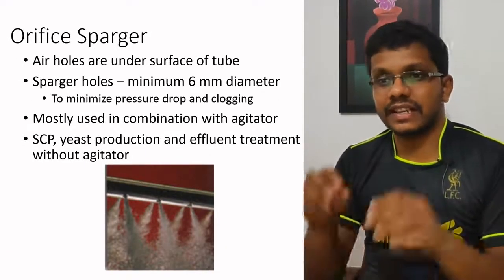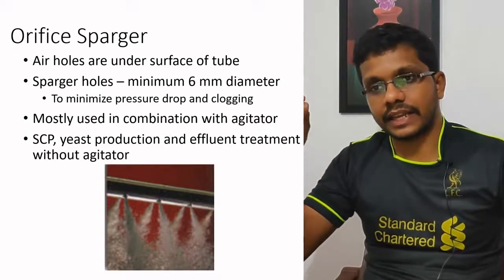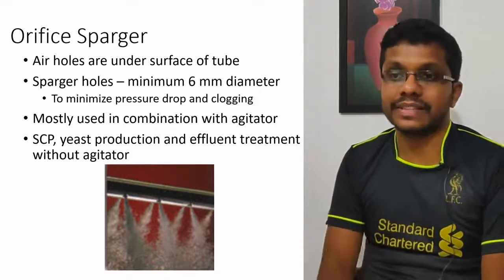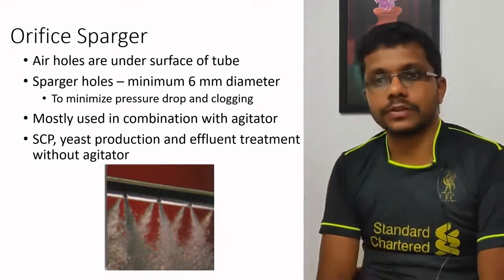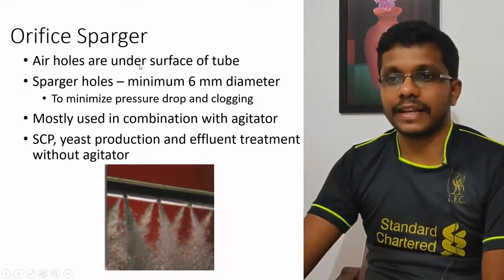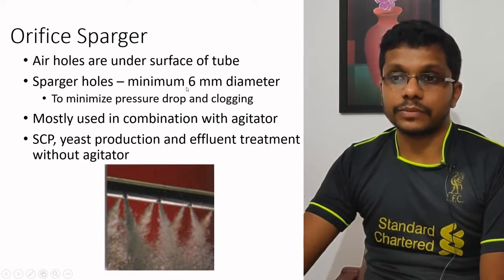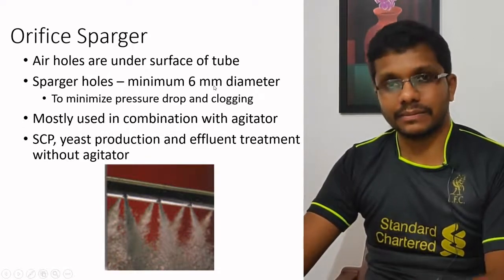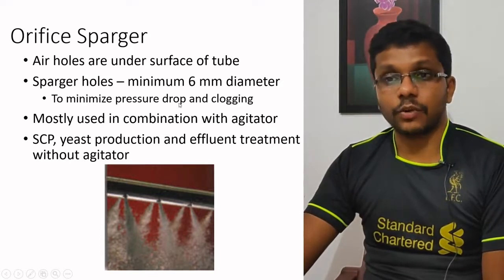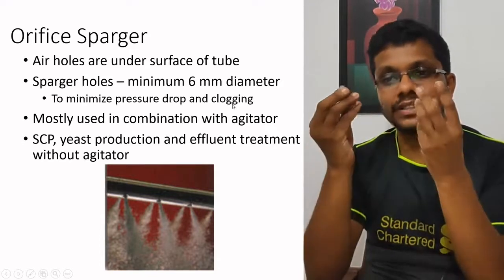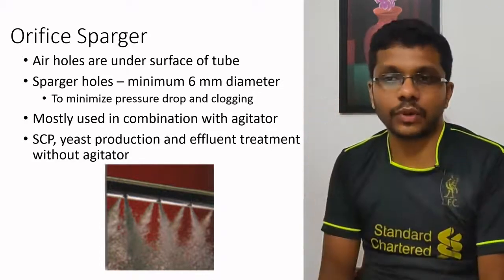Secondly, we have the orifice spargers. Orifice spargers are just like a long metal tube with holes of minimum 6 millimeter diameter at the bottom of the tube. So the air holes are typically placed under the surface of the tube. The minimum diameter of the hole is 6 millimeter, which is pretty big. It will minimize the pressure drop and clogging, because as the hole is bigger, the chance of clogging is less.